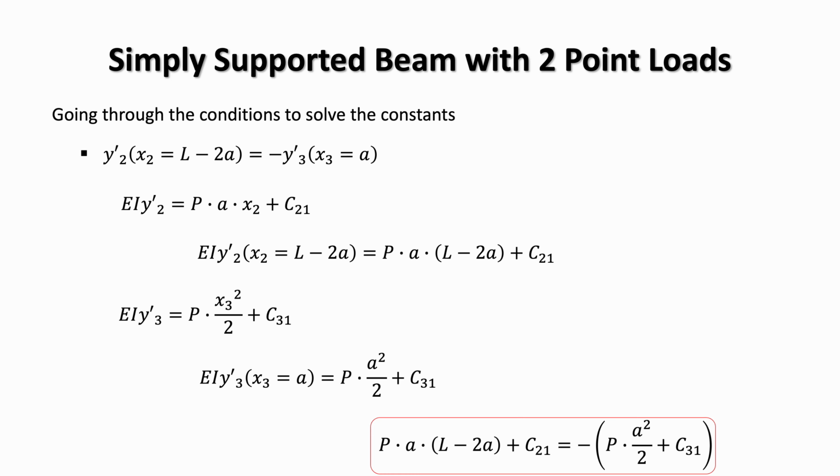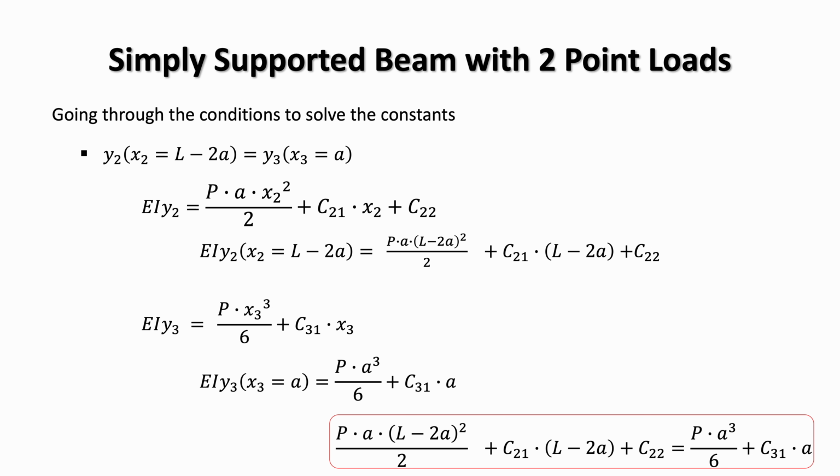Therefore, the continuity condition, the slope of region 2 when x2 equals L minus 2a, has to equal minus the slope defined in region 3 when x3 equals a. Substituting the expressions gives us the next equation linking the constants. Pa times L minus 2a plus c21 equals minus the expression that we got for slope from region 3, which is pa squared over 2 plus c31. And the last condition is the continuity of deflection at point C.